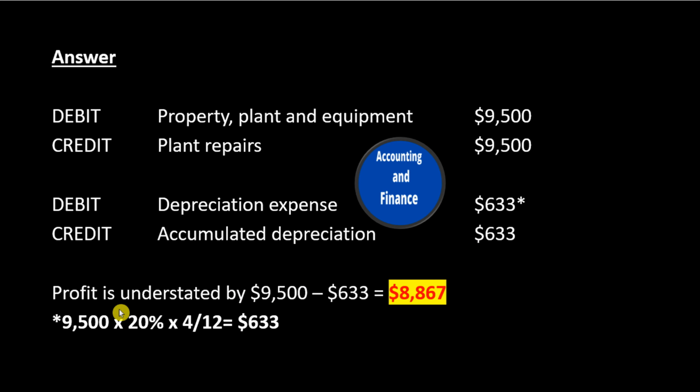$633. Profit is understated by $9,500 minus $633, or $8,867.